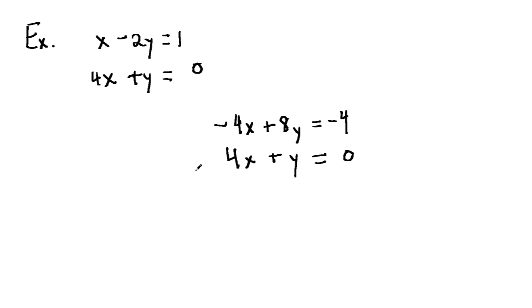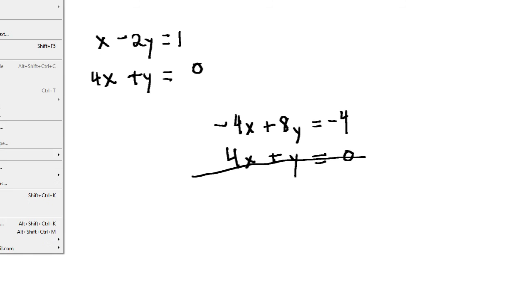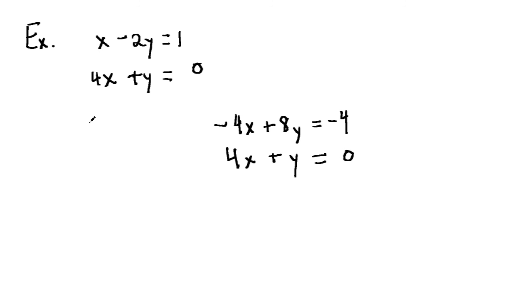Okay, so now let's add these two equations. The -4x and 4x cancel, so they give you 0. 8y plus y is 9y. And then negative 4 plus 0 is negative 4.